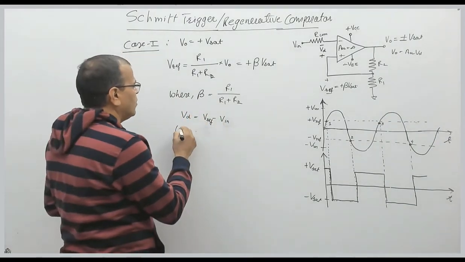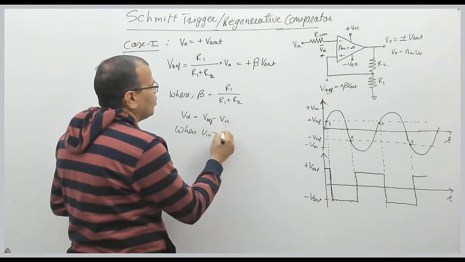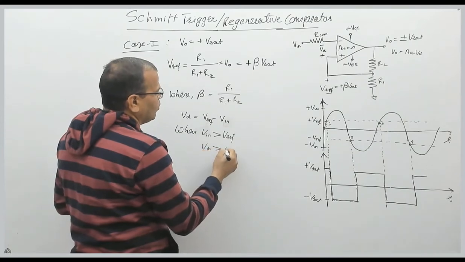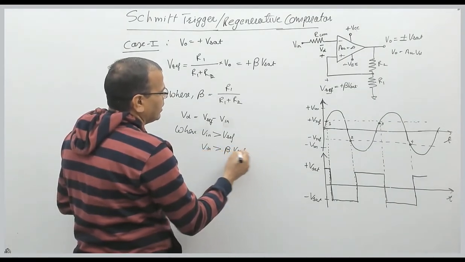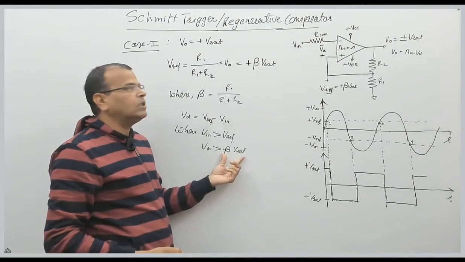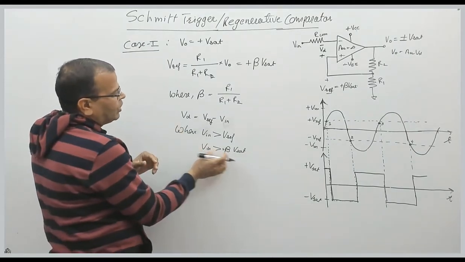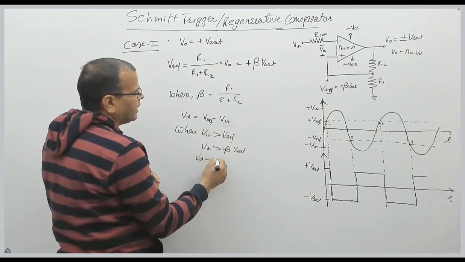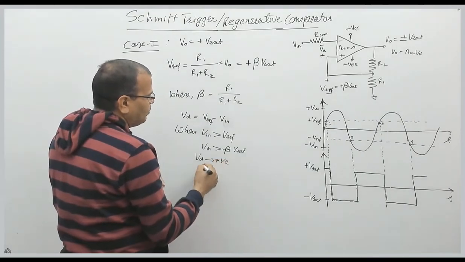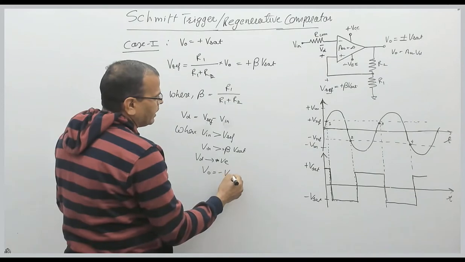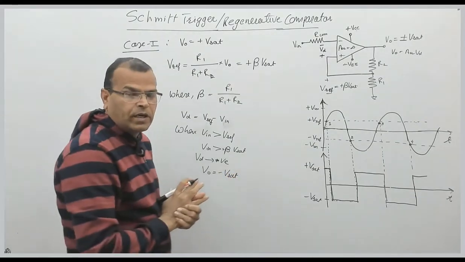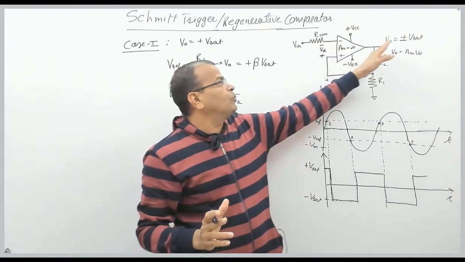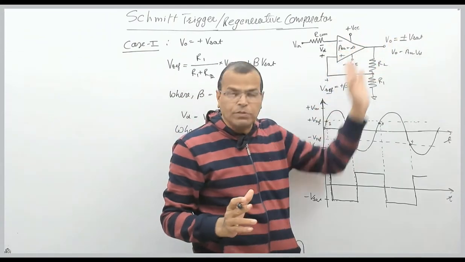So when input voltage is more than Vref, or when input voltage becomes more than beta into plus V set, right? When input voltage crosses this, what will be the output? When input becomes more than this, Vd becomes negative. So when Vd is negative, output of the op-amp becomes minus V set. I hope concept is clear. I repeat, please understand. The moment Vd is positive, output is plus V set. The moment Vd is negative, output is minus V set.